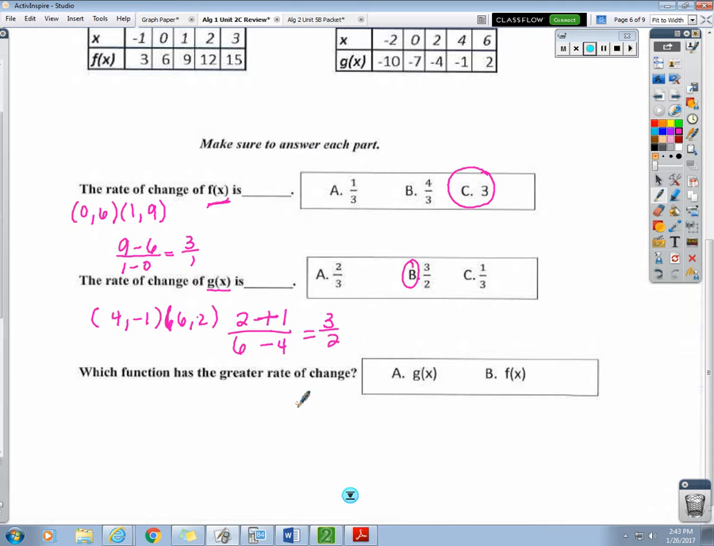Which of these functions has the greater rate of change? B, f of x. Because 3 over 2 is what as a decimal? 1.5. Doesn't 2 go into 3 1.5 times? And isn't 3 bigger than that? So that's the greater rate of change. This would be the steeper line. Okay, the bigger your slope is, the steeper the line. Okay, next page.